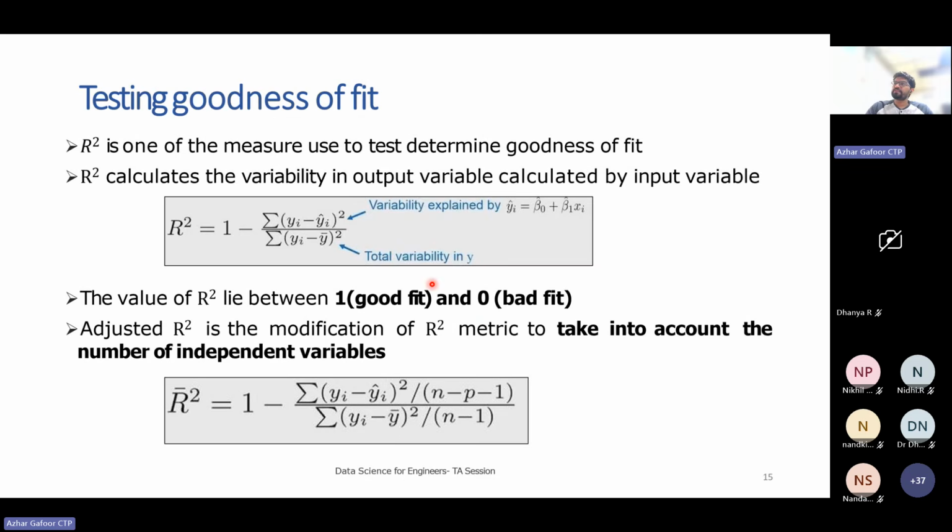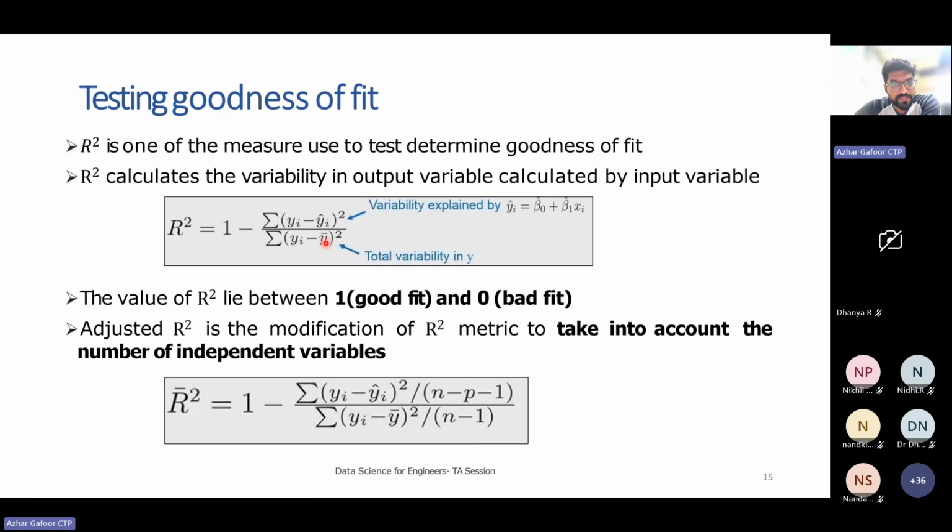Now, testing the goodness of the fit. Once we have fitted a line or a curve to our data, the goodness of the fit is tested by the R square method. R square is a metric which is used to determine the goodness of the fit. R square calculates the variability in the output variable explained by the input variable. If you look at this equation, this is the total variability in Y.